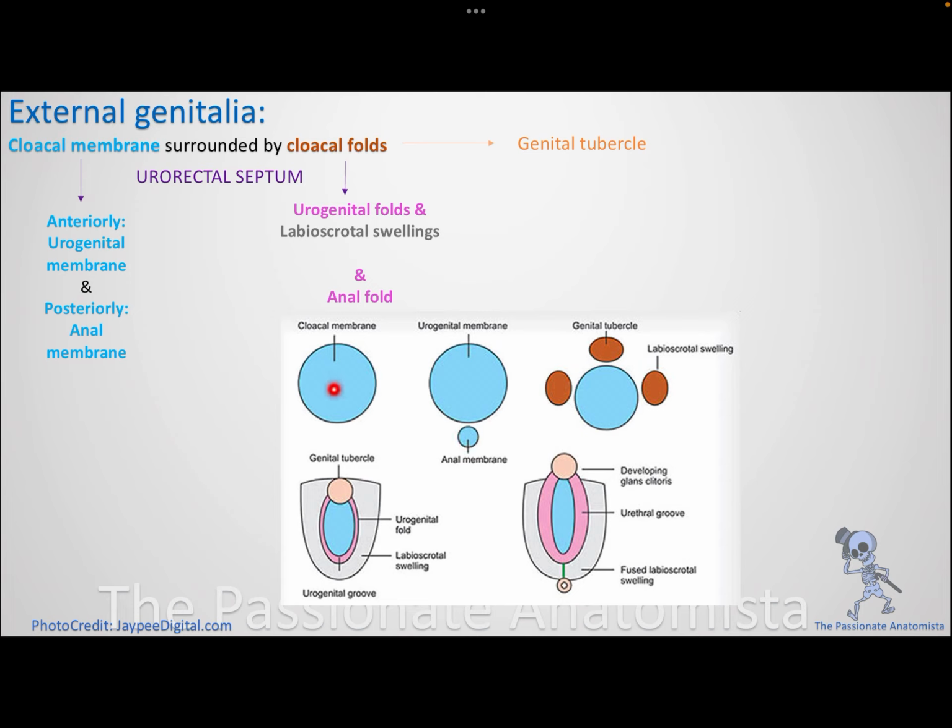membrane. Okay, so the cloacal membrane with the urorectal septum is going to give you the urogenital membrane and the anal membrane. That doesn't concern me, the anal, and also the uro doesn't concern me, or maybe the uro concerns me now because the urethra is part of our genital system also. And now remember that the cloacal membrane was surrounded by the cloacal folds. The cloacal folds are going to meet anteriorly to give you the genital tubercle.